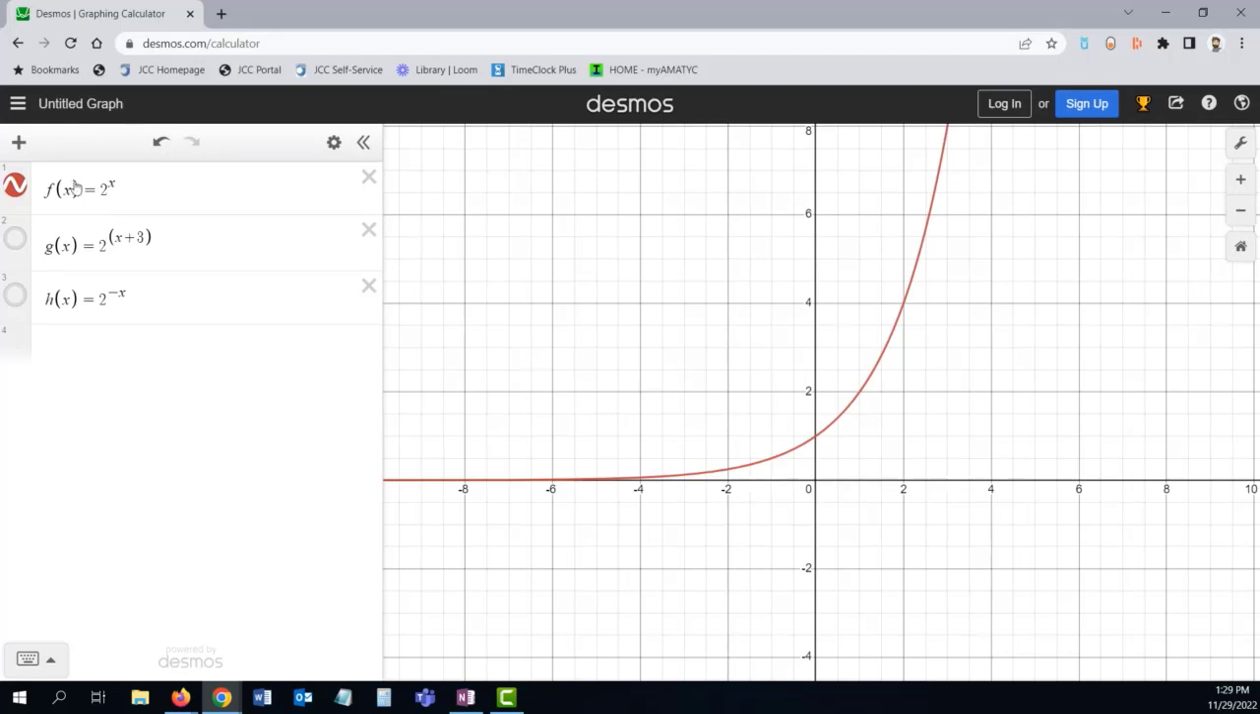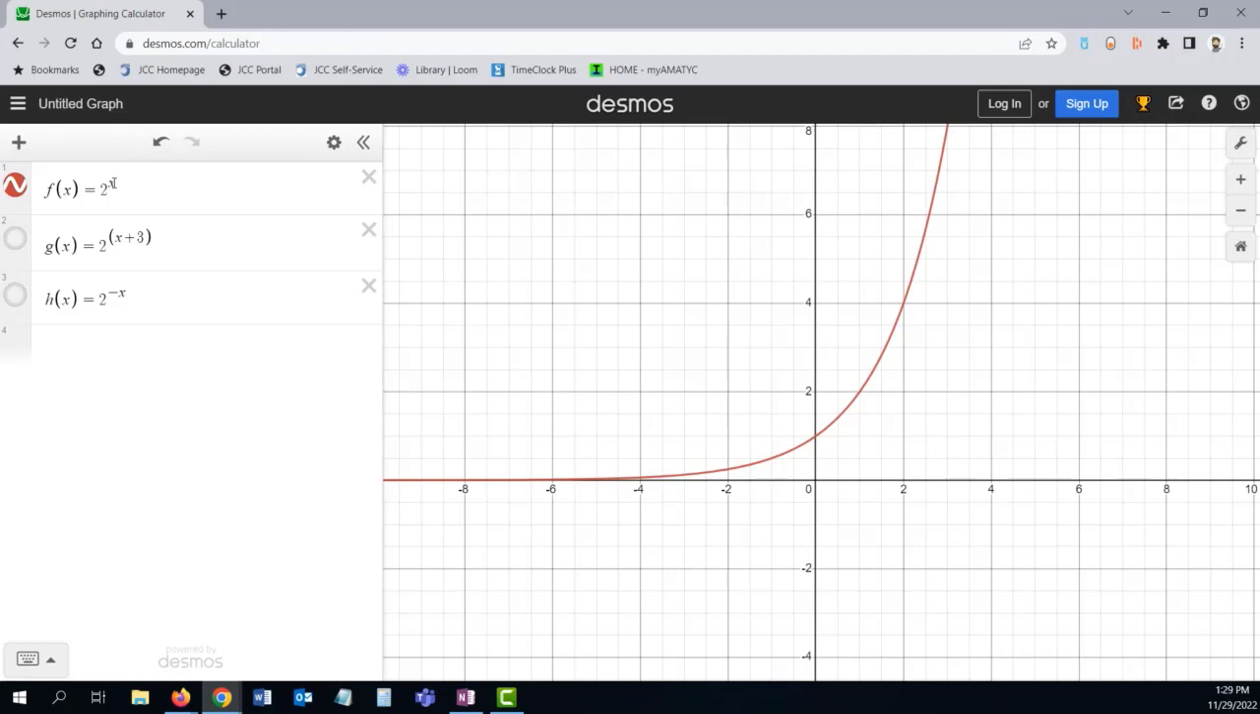Well, as x gets more and more negative, the power of x is negative, which means that 2 is not supposed to be in the numerator, it's supposed to be in the denominator. So what's going on? 2 to the -2 is 1 over 2 squared, which is 1/4. 2 to the -4 is 1 over 2 to the 4th, which is 1/16.